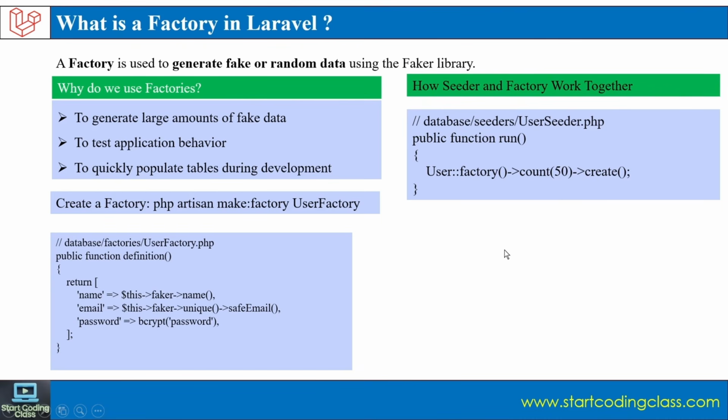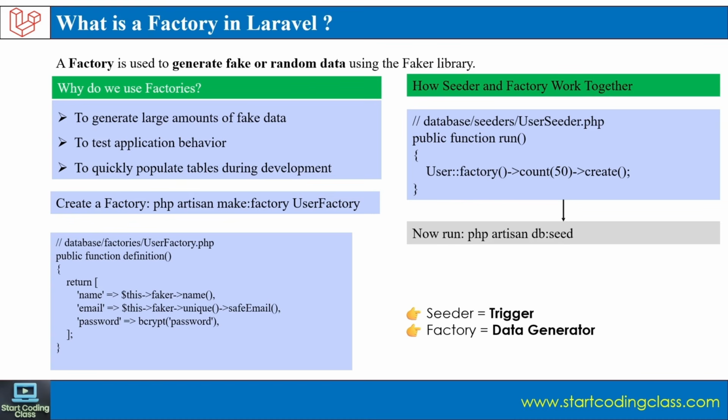Then you have to run the command php artisan db:seed. This command will create 50 records in your user table. You can see this is very helpful. If you are in a staging environment and you want to test your application, it is very helpful. You can create 50, 100, 200, whatever records you want, and you can test your application. So finally, seeder is just a trigger point and factory is the data generator. With the help of a factory, you can generate a large amount of data.